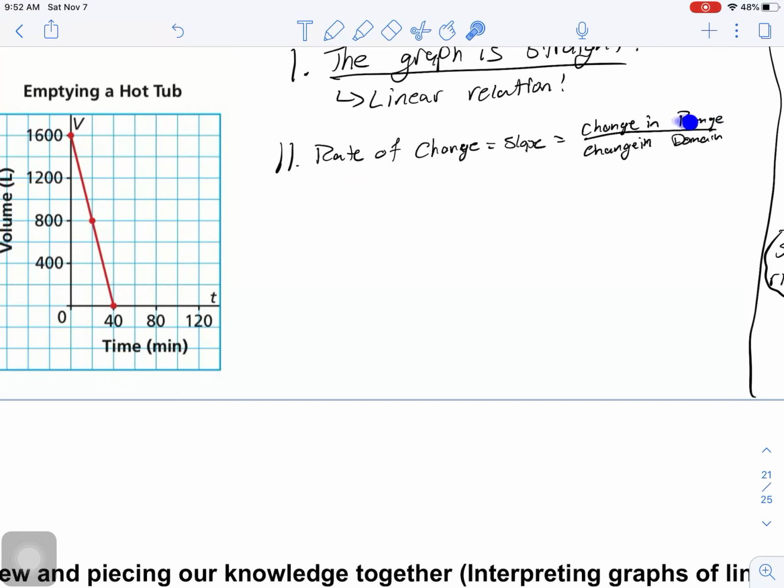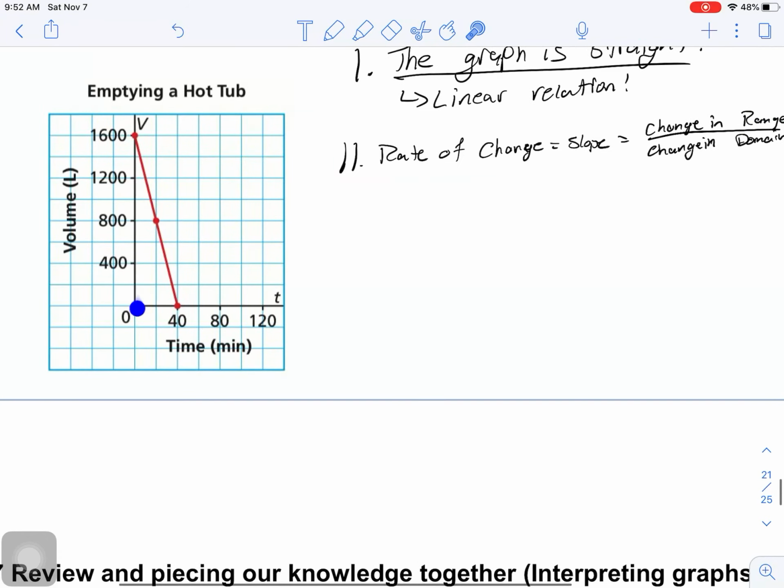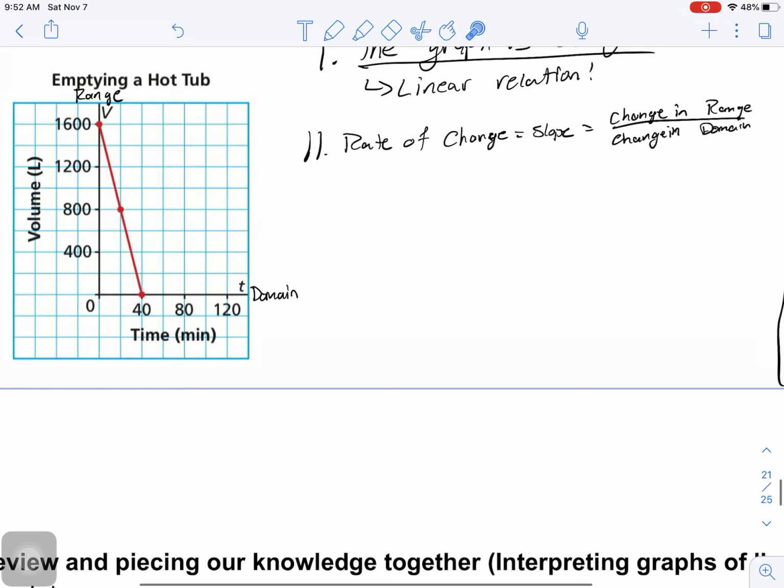Now remember, what is range on a graph? Well, your range is your vertical axis. So this is my range axis, whereas this is my domain axis. Okay. Now, how can I determine what the change in range is? We'll pick two points. So I'm going to pick these two points, here and here. And how do I get from this point to this point? Okay. So we need to know what increments we're going up by here. Here we're going up by 20, 40, 60, 80, 100, 120. So we're going up by 20s.